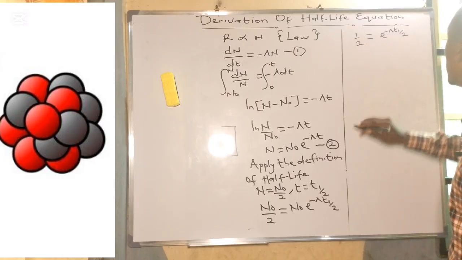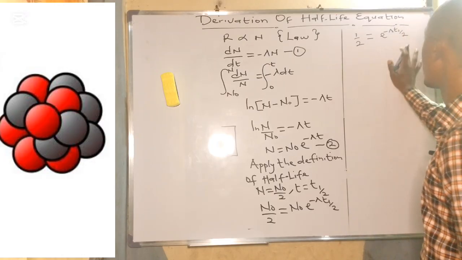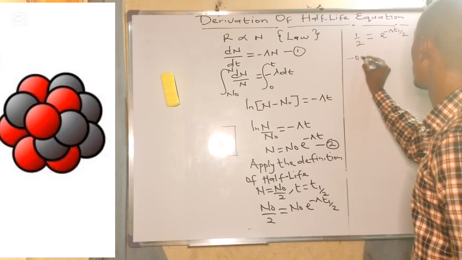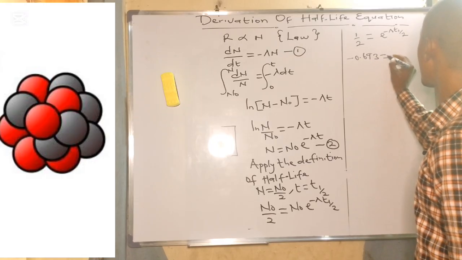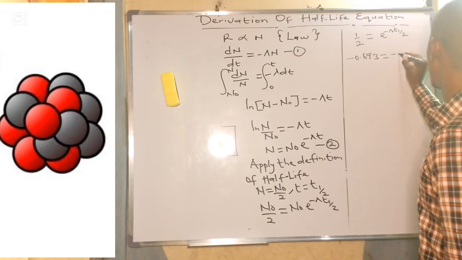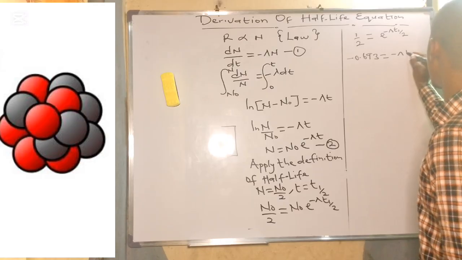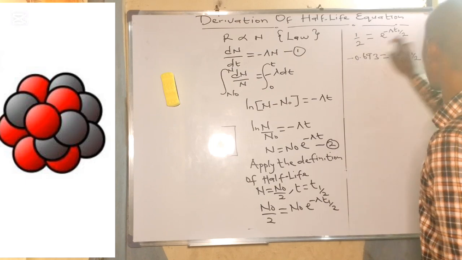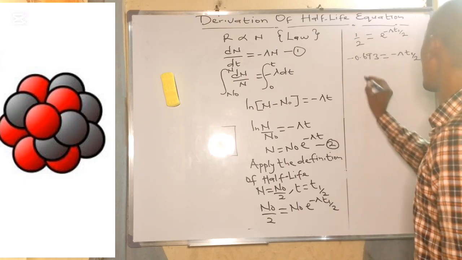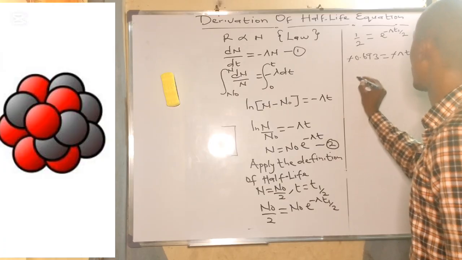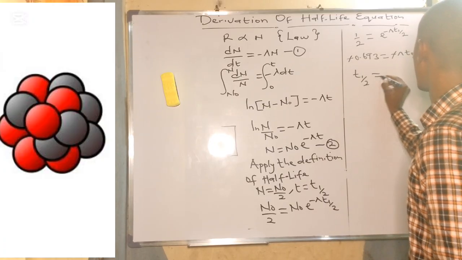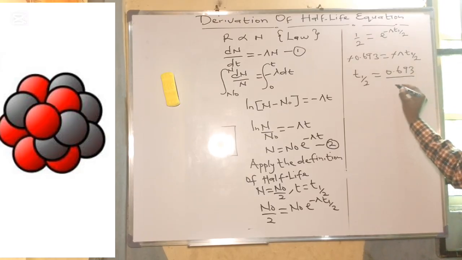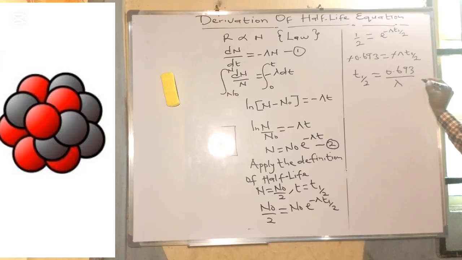If I take the natural log of both sides, ln of 1 over 2 will give me negative 0.693, and ln of the exponential will give me negative lambda t half. I took the natural log of both sides at this particular point. So now from here I'll make t half the subject of the formula. My t half will be equal to 0.693 over lambda. Now this is what we are looking for.